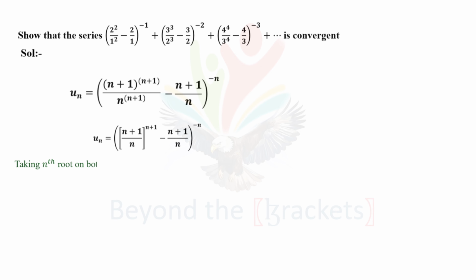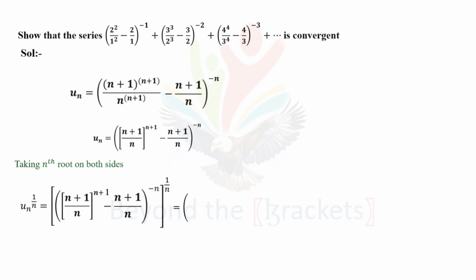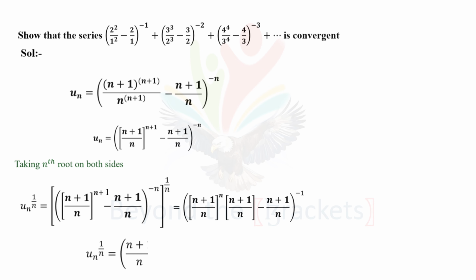Taking nth root on both sides, (n plus 1) power n plus 1 by n power n plus 1 can be written as ((n plus 1) by n) power n into (n plus 1) by n. The second term will be written as it is. n and 1 by n in the power get cancelled and we are left with minus 1. In both the terms, ((n plus 1) by n) power minus 1 will be common. So we are left with ((n plus 1) by n) power n minus 1.